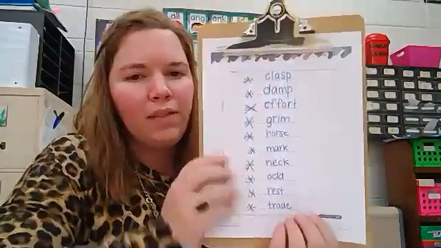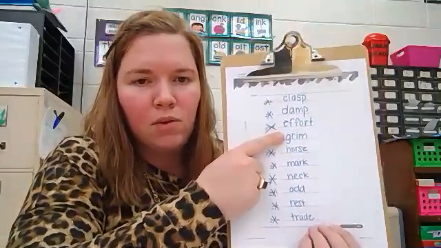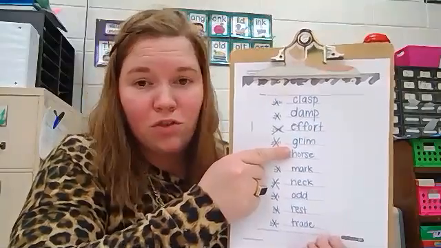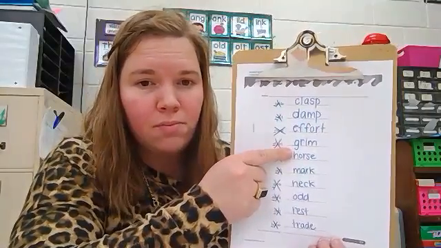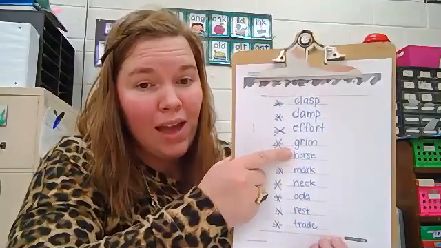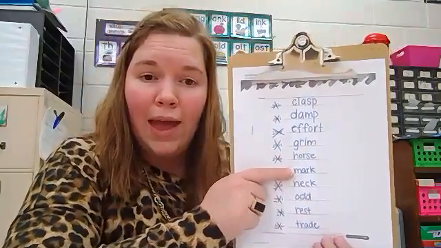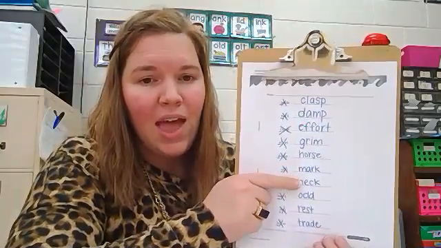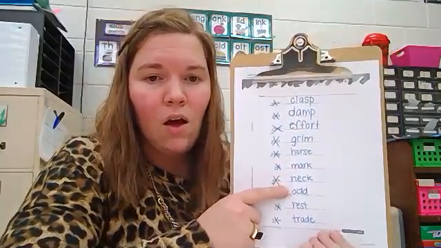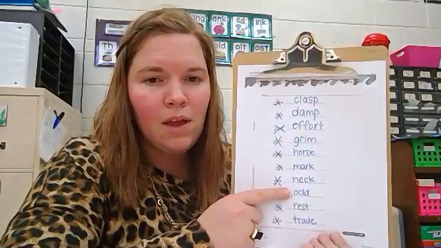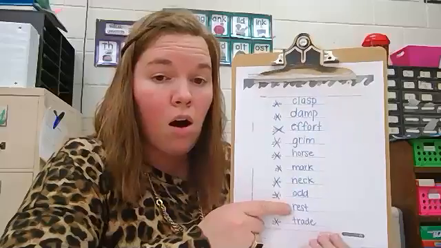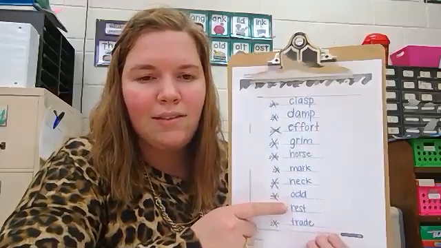All right, you should have finished alphabetizing your list. We left off with grim. So next you should have horse, which starts with the letter H. And then we skip I, J, K, L, go to M, mark, N, neck, O, odd, P, Q, R, rest, S, T, trade. Great job.